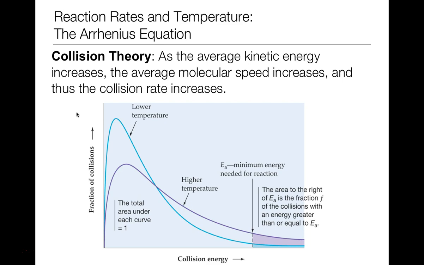So what we see is a fraction of collisions on the y-axis and collision energy, which basically translates to kinetic energy directly, on the x-axis. We have two curves, one in purple, one in blue, that describe the same number of particles. So the area under the purple curve is the same as the area under the blue curve.